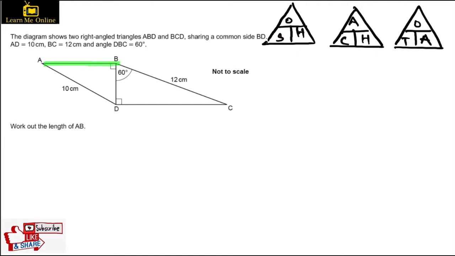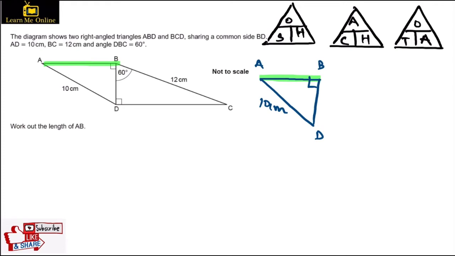We see that this is making a right angle triangle over here. I'm going to draw this right angle triangle. This is A, this is B, and this is D, making a 90 degree angle over here. This is 10 centimeters. Now we cannot find the length of AB, because we don't know the length of any other side.